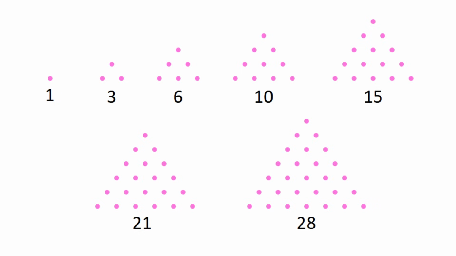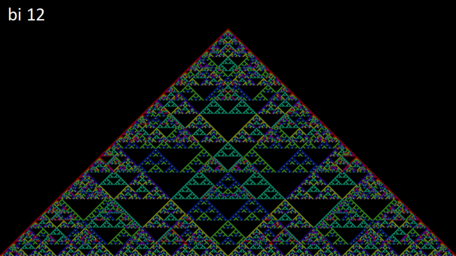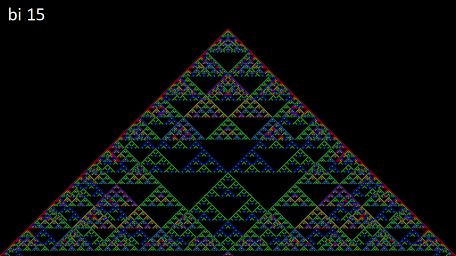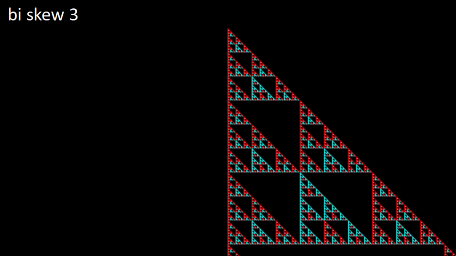And at this point, you can see the pattern. Prime numbers divide themselves into smaller copies, arranged in a triangle, while composite numbers are just combinations of their component factors, just like the original fractals. So these were made by ignoring the number in the middle, but what if instead we ignore the one on the right? Well, I'm going to call these the bi-skew versions, because it's just the bi versions, but skewed to the right.